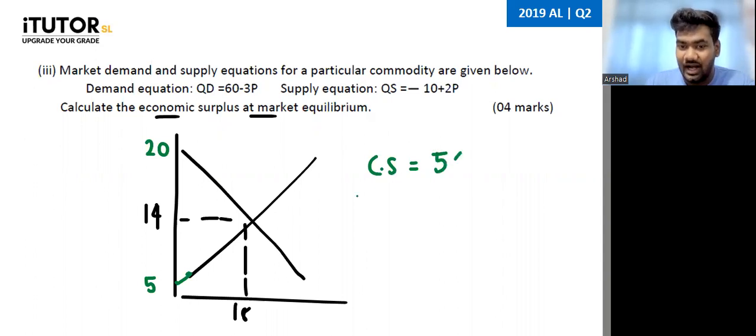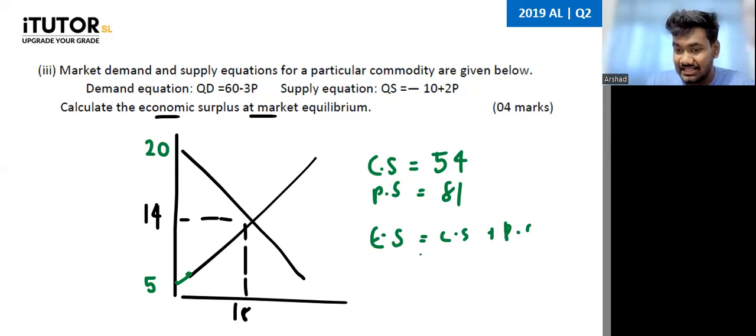Okay. How much is producer surplus? That is half into 18 into 9. How much is that? 81. Okay. Then economic surplus is the addition of consumer surplus plus producer surplus. How much is that then? That is 135. Guys, if you get a question like this, these are like free marks, okay?